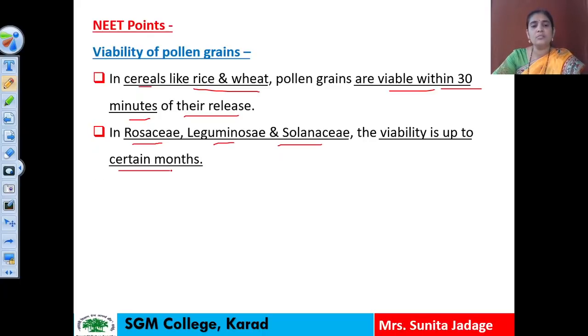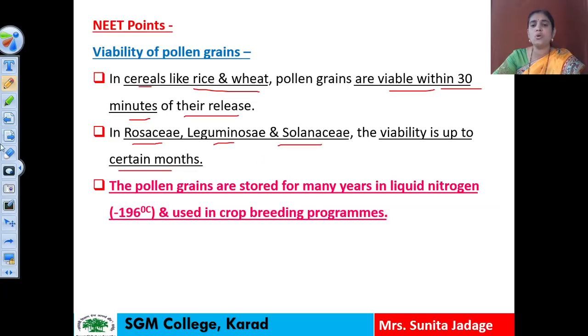And the third point given here is the pollen grains can be stored for many years in liquid nitrogen at a temperature of minus 196 degree centigrade, and these stored pollen grains are used in crop breeding programs. This point is very important from the NEET examination point of view. The pollen grains are stored for many years. We can store or preserve the pollen grains for many years. This preservation can be done in liquid nitrogen at the temperature minus 196 degree centigrade, and these stored pollen grains are used in crop breeding programs.